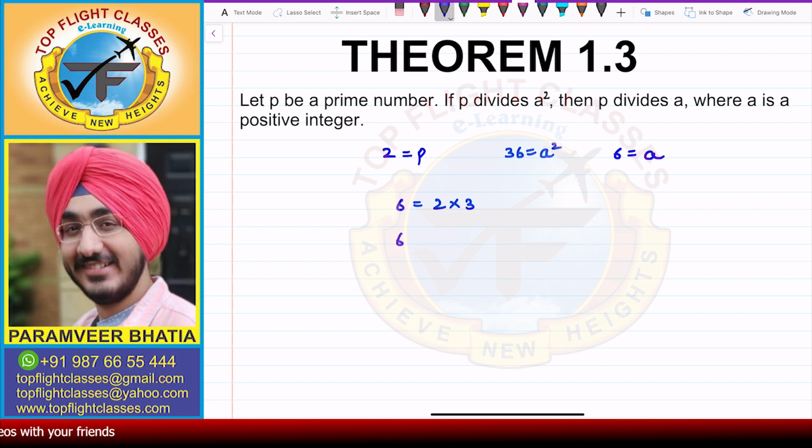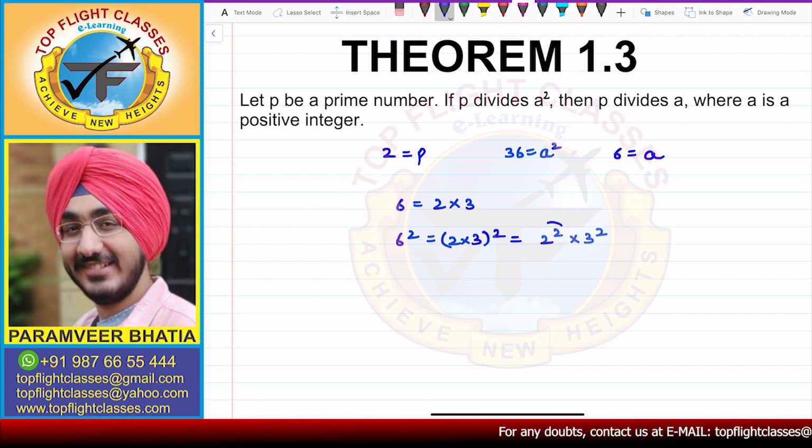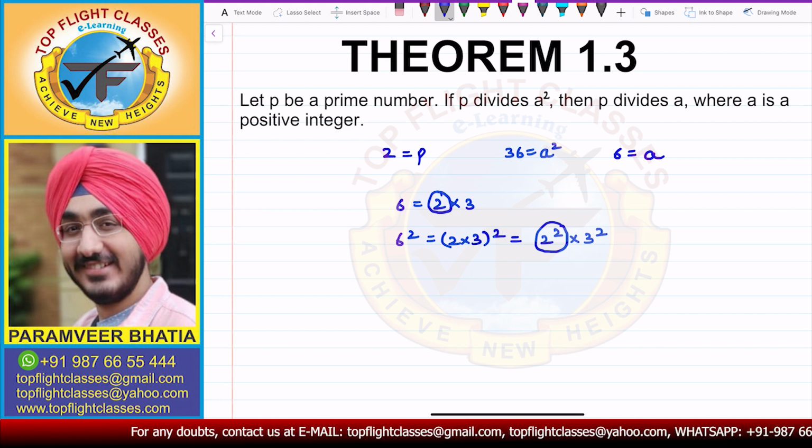And if I do 6 square, this will become (2 into 3) square, that is equal to 2 square into 3 square. So the factor of 2 that we have will come into 36 from here, and the factor of 2 is here as well. So this is what the theorem has to say in this particular case.